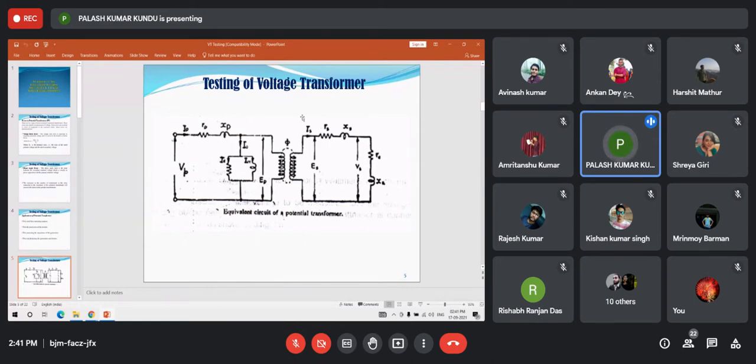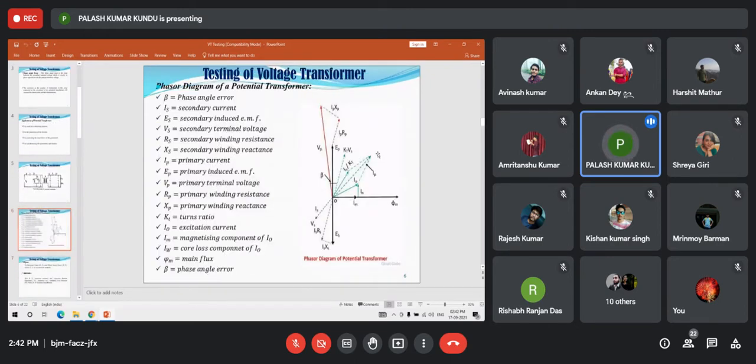And the secondary circuit consists of the resistance of the secondary winding and the leakage reactance of the secondary winding, and this is called the impedance or the burden. In a voltage transformer, in the instrument transformer, it is called the burden impedance.